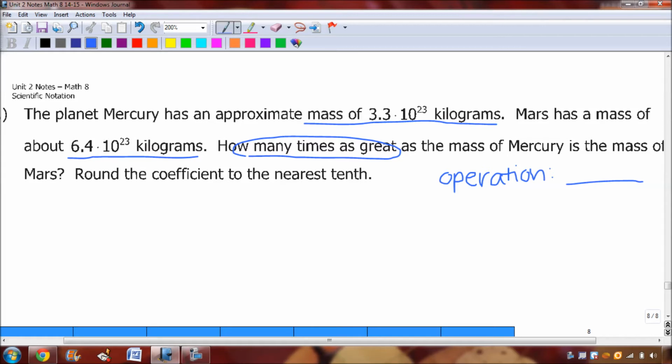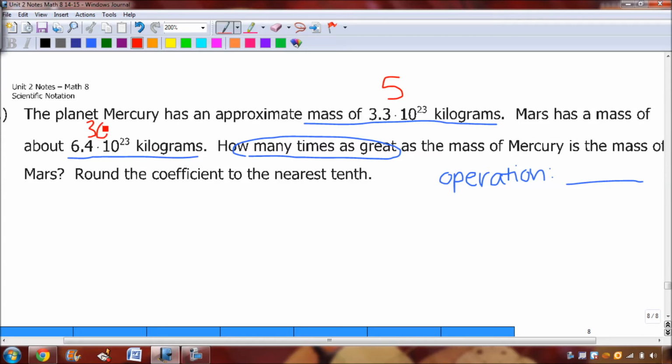So I'm going to figure out what my operation is by replacing these harder numbers with easy numbers. I don't want scientific notation to figure out what the answer is. So I'm going to use easy numbers. So let's just pretend that the mass of Mercury is 5 kilograms. I know obviously that doesn't make sense, but we're using this to figure out an easier number, okay? And let's pretend like the mass of Mars is 30 kilograms.